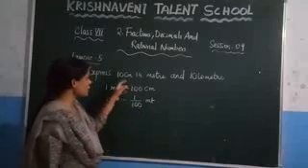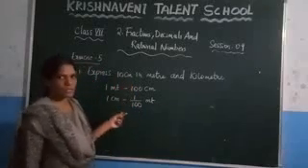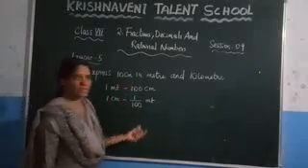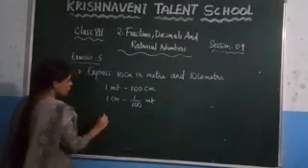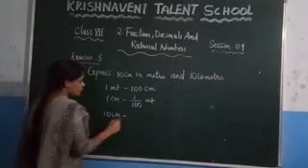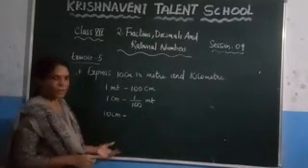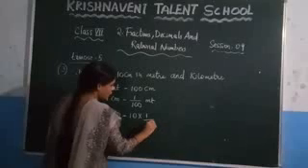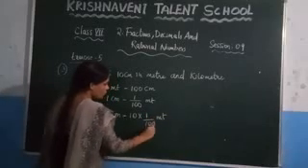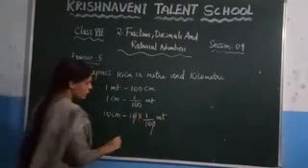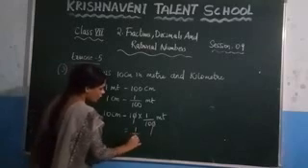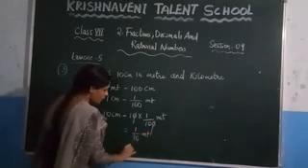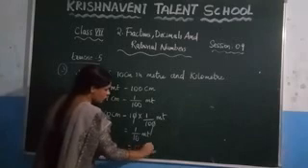Now what they ask here: if you have given 10 centimeters, here 1 centimeter is equal to 1 by 100 meters. Then what is the value of 10 centimeters? You just need to multiply 10 with 1 by 100. So write it here, 10 into 1 by 100 meters. Here this 0 will get cancelled. What is left out here? 1 by 10 meters, which is nothing but 0.1 meters.